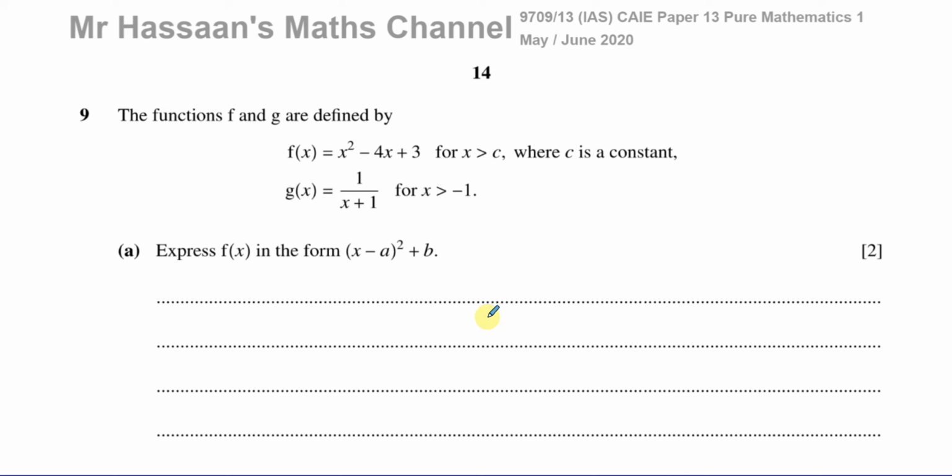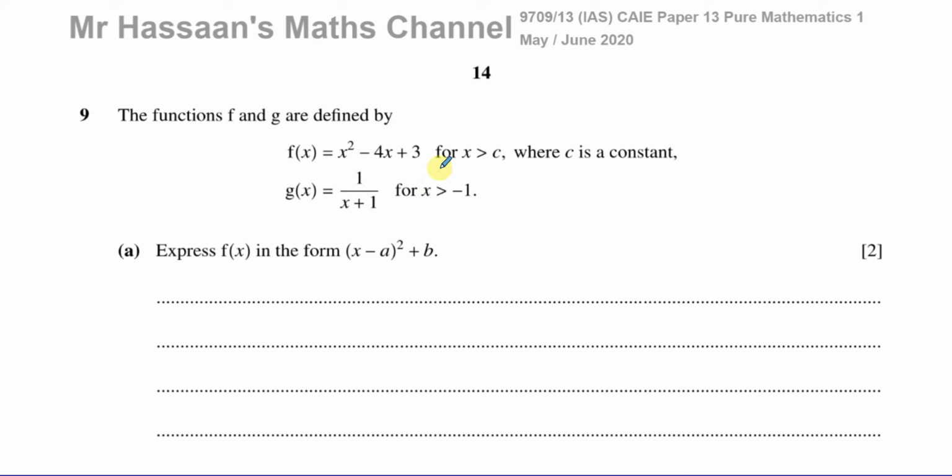All right. So now we have these functions f and g. f of x is x squared minus 4x plus 3 for x greater than c. So the domain of f is limited to x greater than c, where c is a constant, which we don't know at the moment. And g of x is 1 over x plus 1, which is like a reciprocal function, for x greater than negative 1. So we have a quadratic function f of x and a reciprocal function g of x.